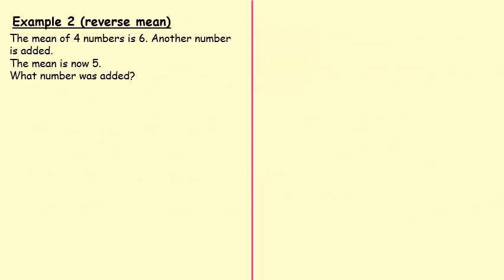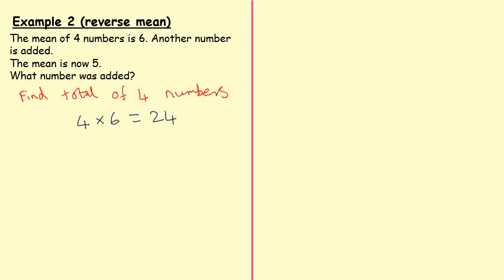Okay, another example. So the mean of 4 numbers is 6. Another number is added, and the mean is now 5. We want to know what number this time was added. So we're going to start in the same way that we started in the previous example, and we're going to work out what the total of the 4 numbers is. So we're going to multiply 4 by 6.